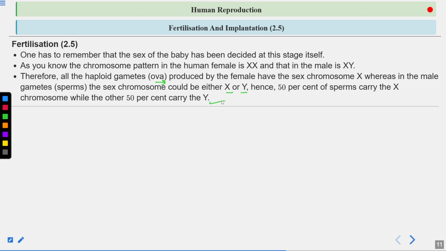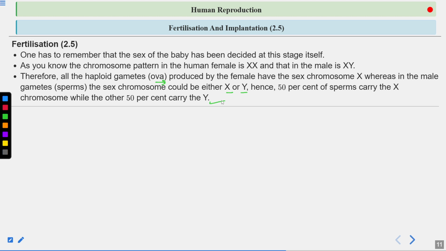Okay. So the sex of the child is determined by the father, not by the mother. Two kinds of male gametes, or two kinds of sperms, are formed. This is known as heterogamety. Heterogamety is seen in human males, because males have X and Y chromosomes, where two types of gametes are formed. Half of the sperm will contain the X chromosome, and half of the sperm will contain the Y chromosome.